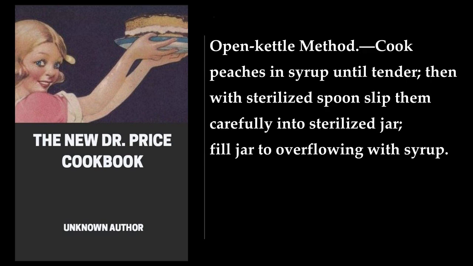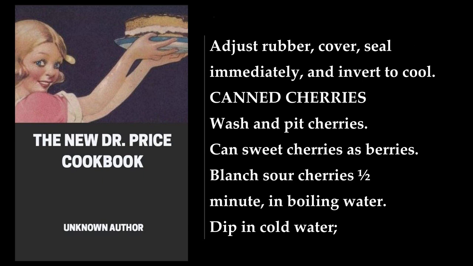Open kettle method. Cook peaches in syrup until tender, then with sterilized spoon slip them carefully into sterilized jar. Fill jar to overflowing with syrup. Adjust rubber, cover, seal immediately, and invert to cool.